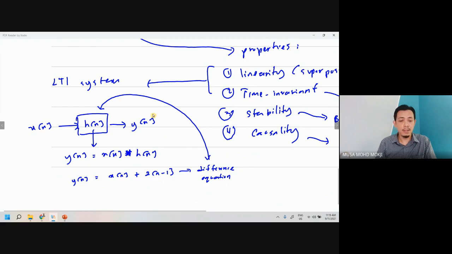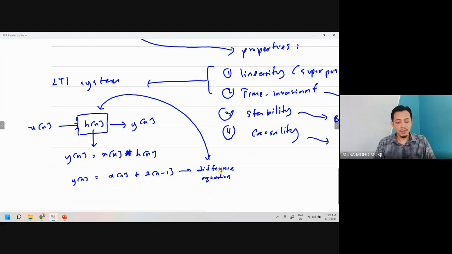So we have seen that for one system, which is the FIR. Because we have two types of impulse response. One is the FIR, finite impulse response. Another one is the infinite impulse response. So we have seen how to convert h[n] to a difference equation for an FIR system.